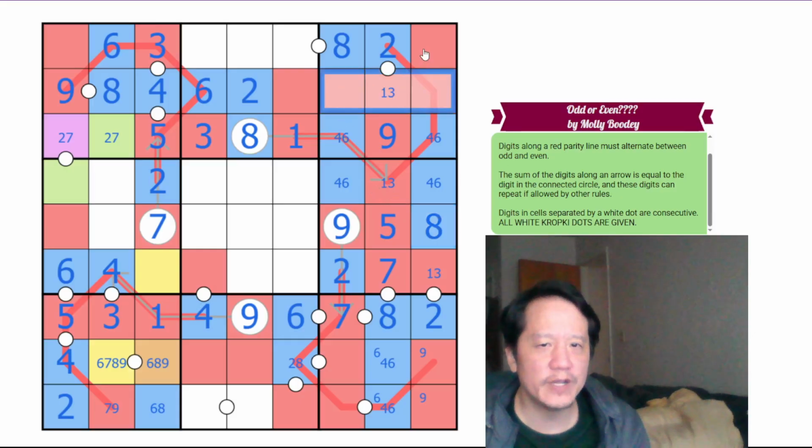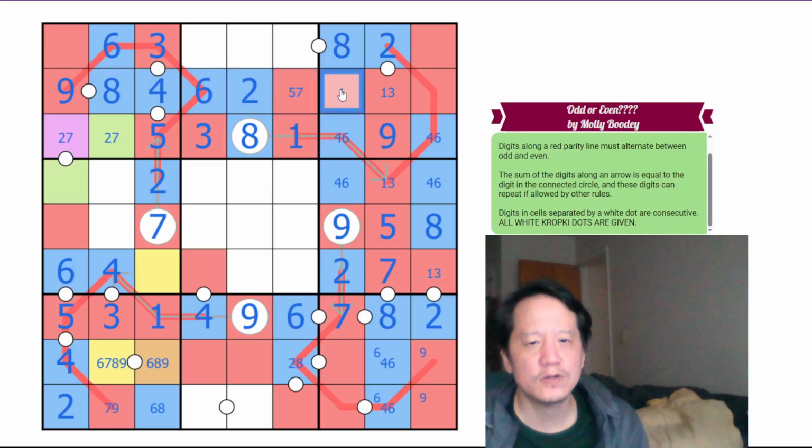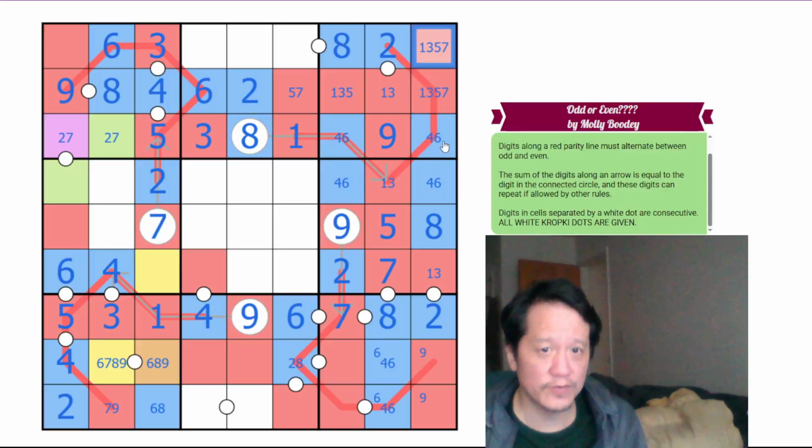What do we have remaining? 1, 3, 5, 7. This is 5 or 7 here. 1, 3, 5, 7. No 7 here. 1, 3, 5, 7. And 1, 3, 5, 7 here. No 3 because of 3 in the row. That leaves this as a 1 here, which eliminates 1 in the rest of the row.